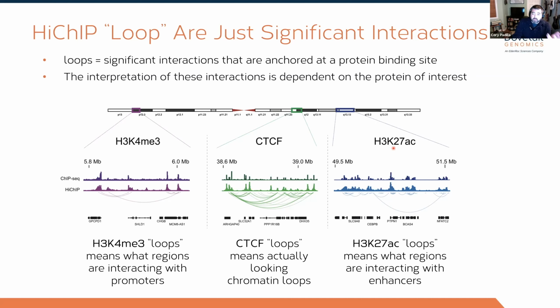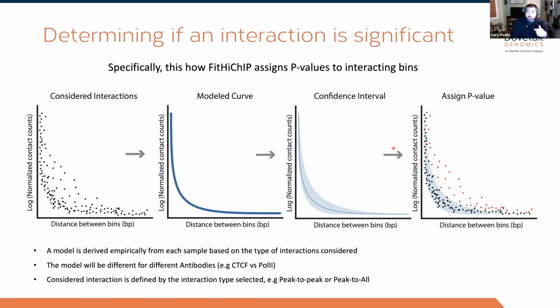Okay, so now that we know what significant interactions are, how do we define a significant interaction? Well, it's not like a coverage signal like you would do with ChIP-seq. There are two things you have to consider. You have to consider what the distance is between two interacting bins, and you have to consider what the contact frequency is between those two bins.